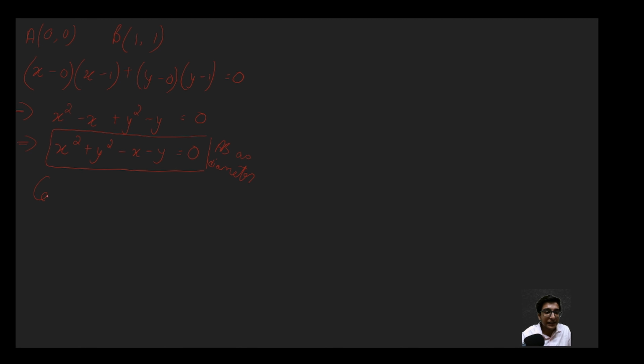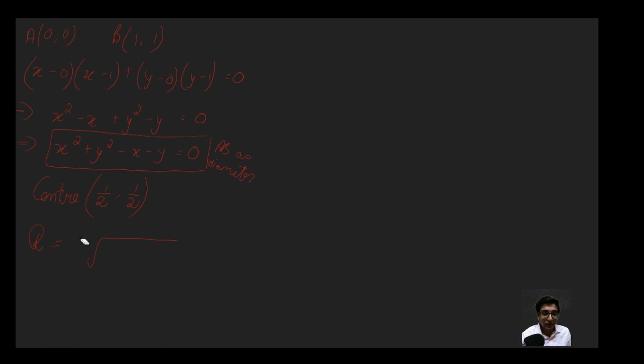Now what is the center of this circle? The center of this circle is nothing but (1 by 2, 1 by 2). I hope you are understanding. Minus 1 is our 2g. So what do we get our center? Center used to be (minus g, minus f). So from there we get (half, half). And what is our radius? Radius used to be the whole root under g square plus f square minus c.